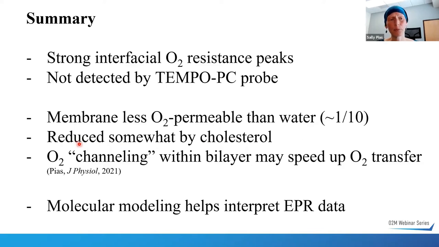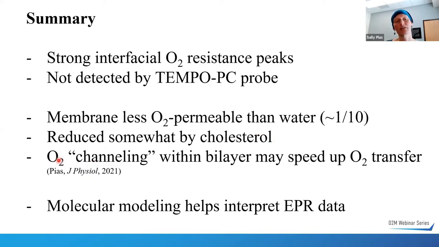But we find that there is some reduction of the permeability by cholesterol, but it's not enough to explain the cellular studies, and it's probably not even close to enough to explain the cellular studies. So there are still some very interesting questions out there.